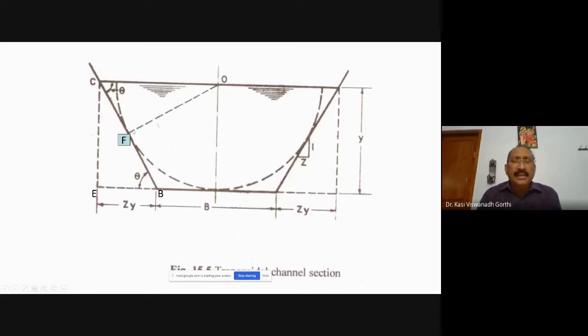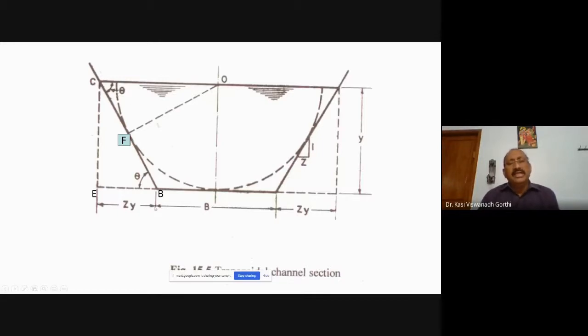From O, draw a line normal to this, so that you have a triangle OCF. Obviously, OCF becomes a right angle triangle with angle at this point 90 degrees. What you have done now is you have taken a trapezoidal channel section, you have drawn the top width. Let O be the center of the top width. From the center, you have drawn a normal line to this side BC. So OF is normal, and hence OCF becomes a right angle triangle, and the included angle at point C is theta.